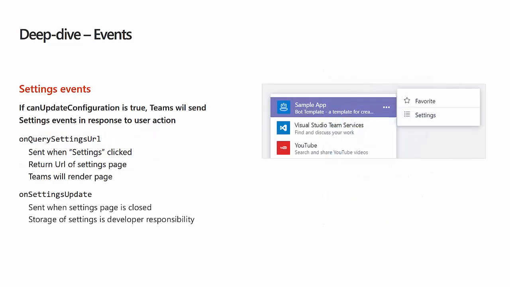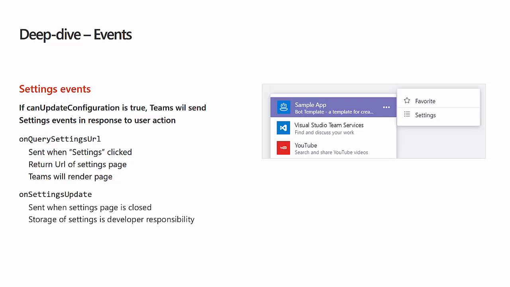There's also a settings event. When I define the manifest, I can say, does this bot have a configuration option? If that is set to true, you'll notice in the little picture there is the ability to invoke a settings method. When we do a settings method, that is when I get this onQuerySettingsUrl type. The expectation here is that you would return a URL of a page. Teams will then render that page, similar to what we saw for tab configuration.